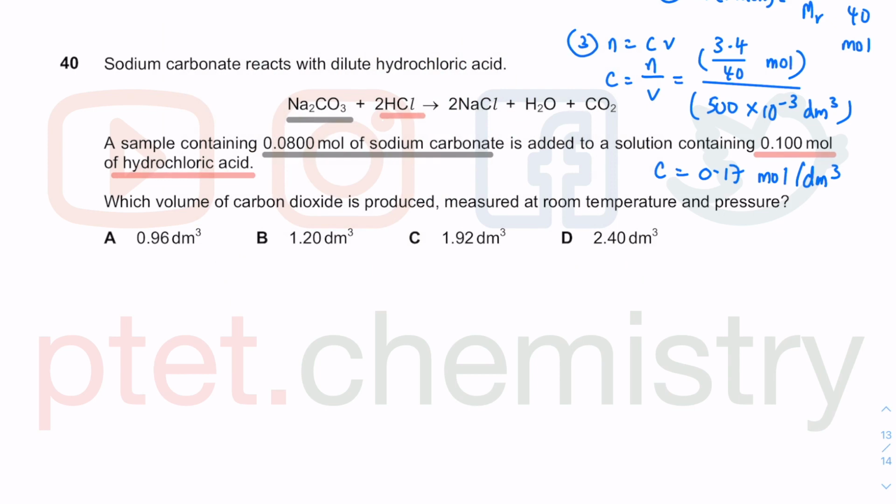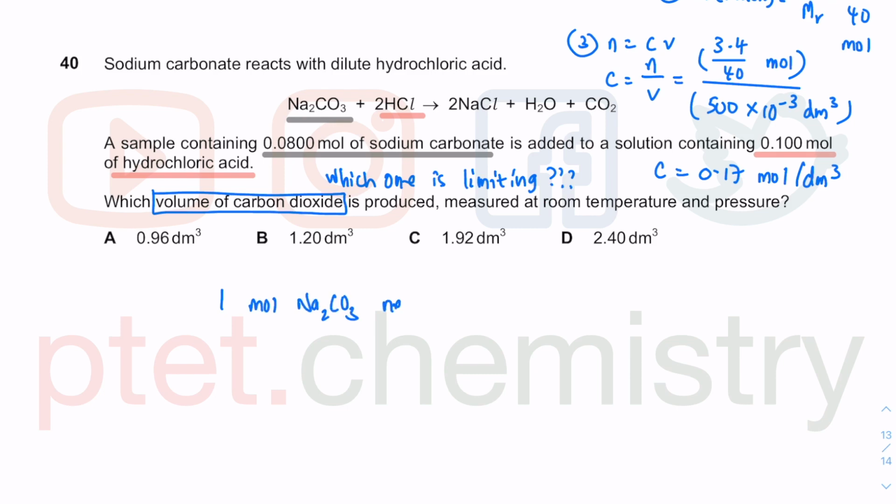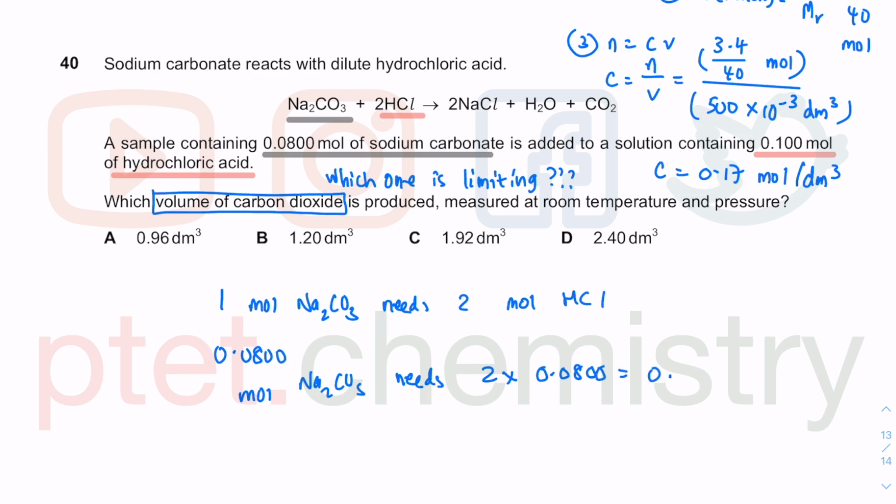Because before you do any calculations and work out what is the mole of carbon dioxide, you must work out which one is limiting and which one is in excess, because only the limiting reactant is completely used up. So how much product you expect to get must come from the mole of the limiting reactant. So we can say 1 mole Na2CO3, you need 2 mole HCl. So we already been told that this is 0.0800 mole of Na2CO3. How much mole do you need? You need twice as much. So pressing your calculator, 0.08 times 2, you need 0.16 mole of HCl needed.